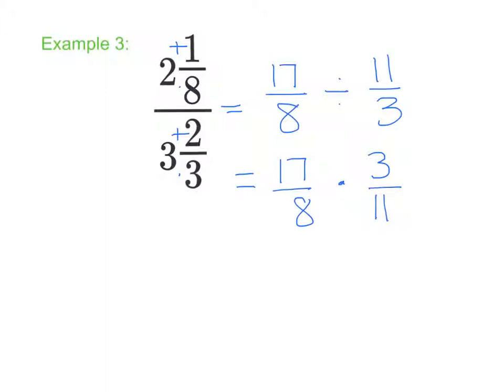We look for anything that might cancel, and in this case, I don't have anything that cancels. So I have to multiply 3 times 17, and I get 51, and 8 times 11 gives me 88. And that is my final answer.